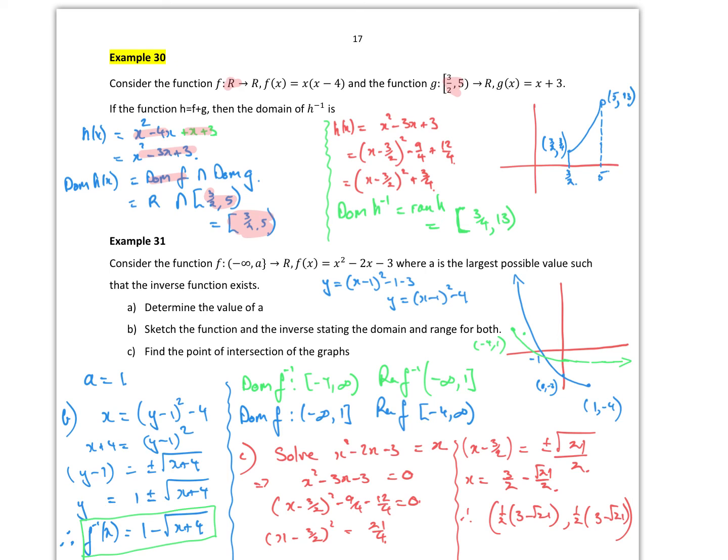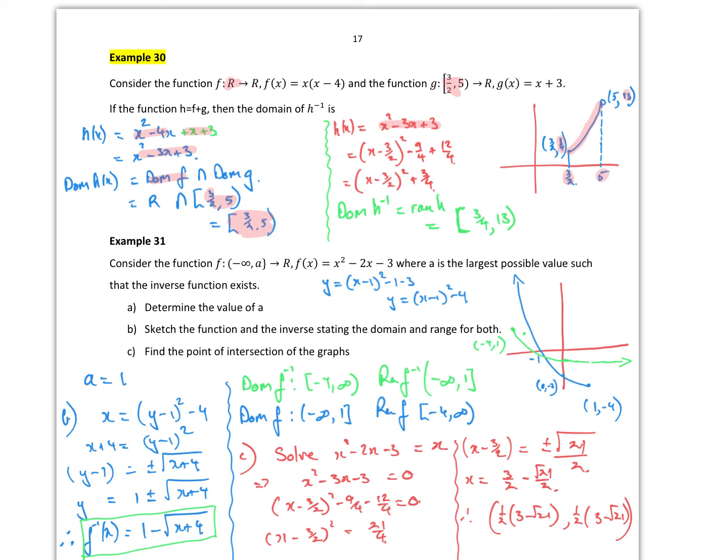So if I work out the rule of h of x by adding those two functions together, I get x squared minus 3x plus 3. I decided to do a quick graph sketch of that, and we get our turning point, and we sketch it over the domain that we've been told to sketch it over, from 3 on 2 to 5. And at x equal to 3 on 2, the y value is 3/4. And at x equal to 5, the y value is 13.